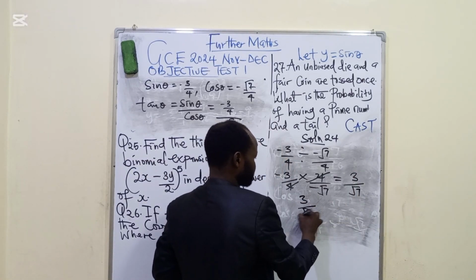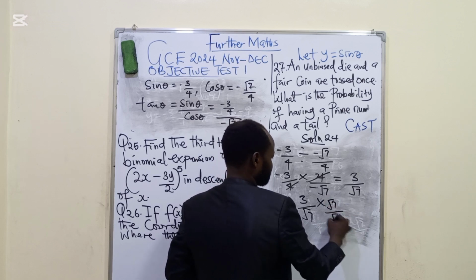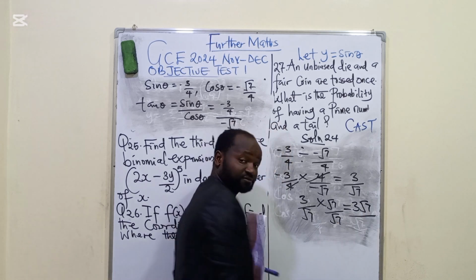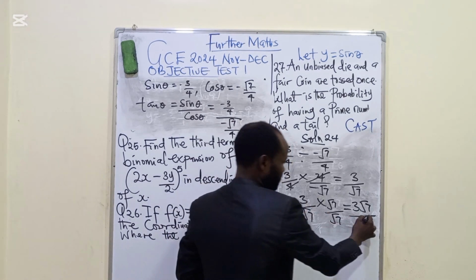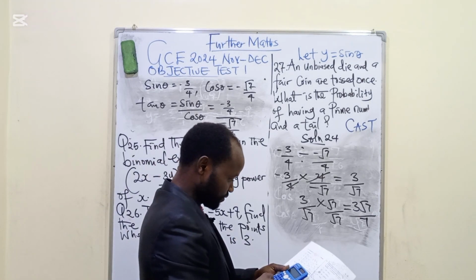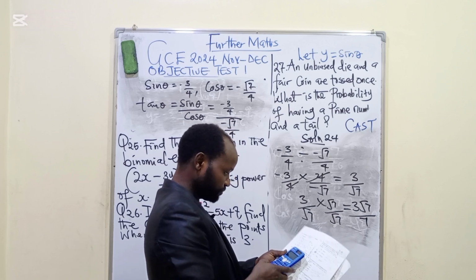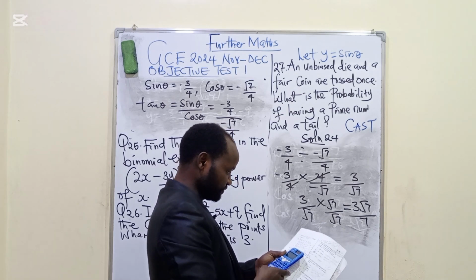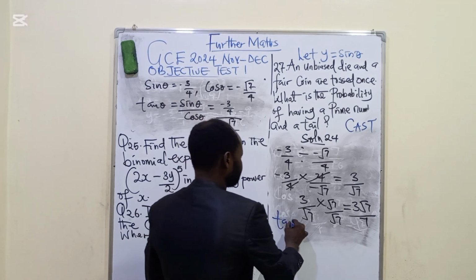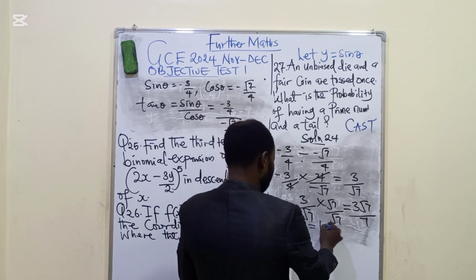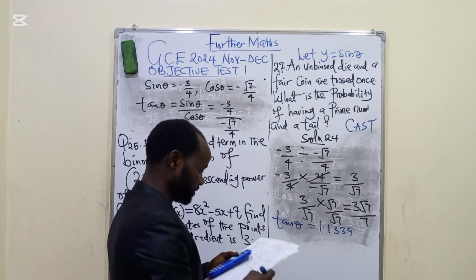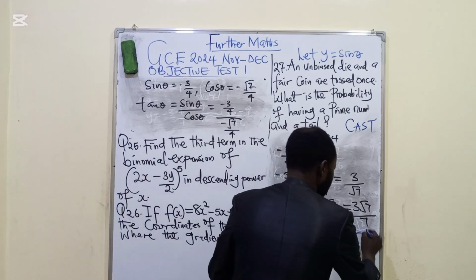This will be 3 divided by root 7 times root 7 divided by root 7. This will now be 3 times root 7. That will be 3 root 7 divided by 7 root 7. Root 7 times root 7 will be 7. Okay, so we have 3 root 7 divided by 7. Let's use our calculator at this point. 3 root 7 divided by 7. We'll have the final answer now, tan theta now, is equals to 1.1339. That will be the final answer, and the correct option is option B.